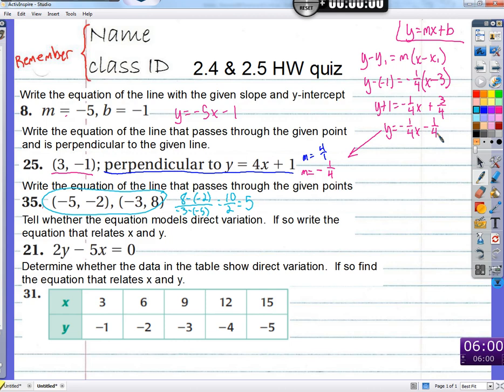So do we have to use a point slope form just because we have a point and a slope? Is that what we have to do? Is that what we must do? No, okay, we don't have to do that. What can we do otherwise?